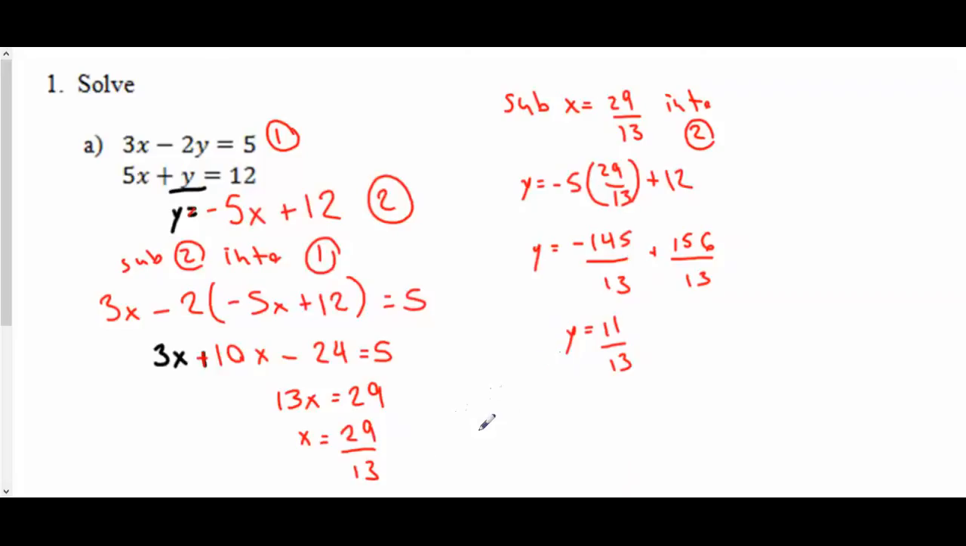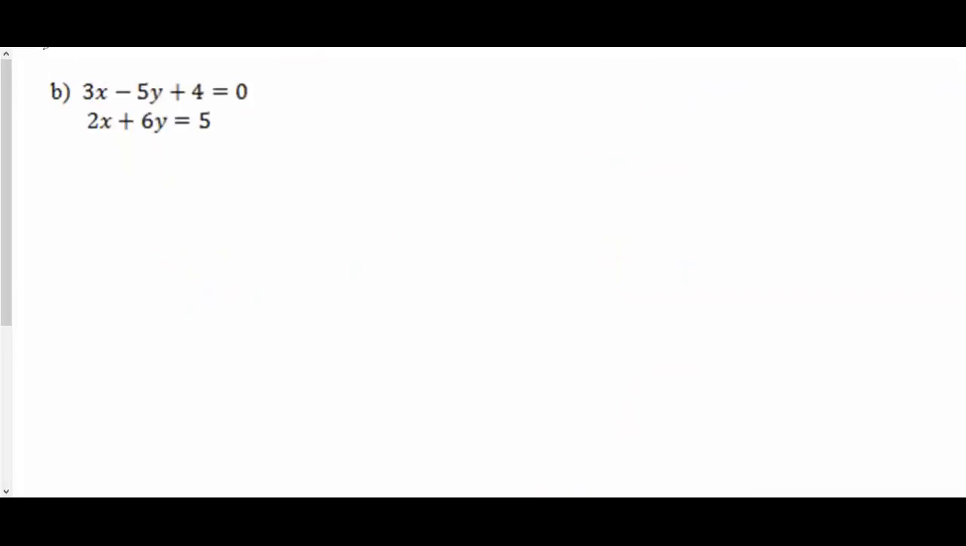So I found y and x. Since I am looking for a point of intersection, I should just state that my point of intersection is 29 over 13 and 11 over 13. Okay, so that one is similar to what we would have done on Friday. So is question 2. So try solving question 2 on your own first, and then check out the answer once you are done.